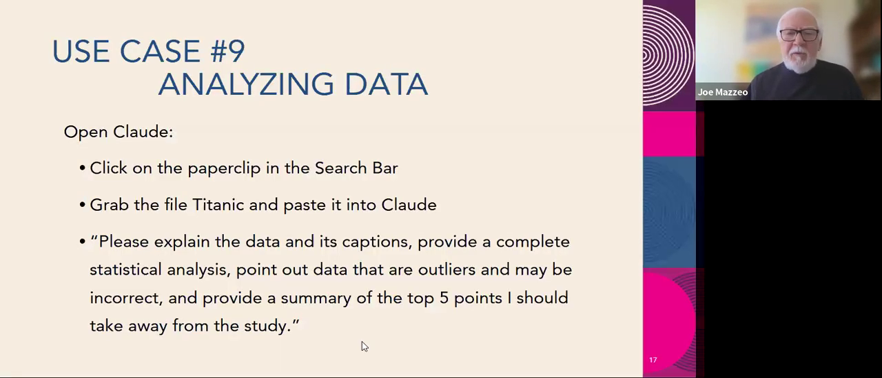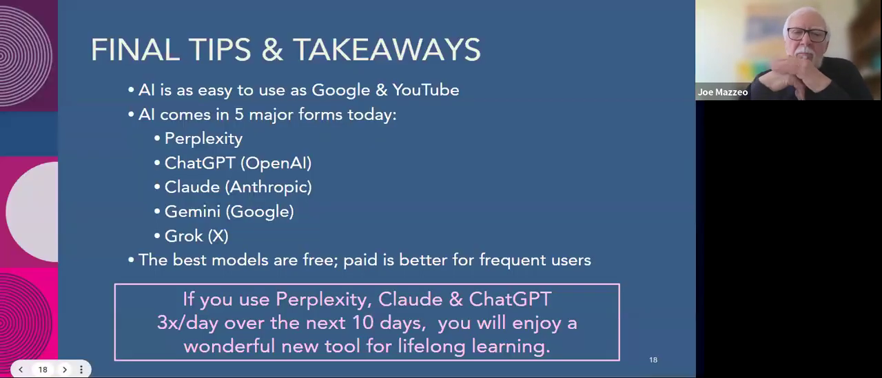Let's get down to some last minute thoughts. AI is as easy to use as Google and YouTube. It is simple to use. There are issues with it, but remember, it can hallucinate. You don't want to publish something in your name that is taken from AI without reading it, understanding it, and checking it for facts. Okay?